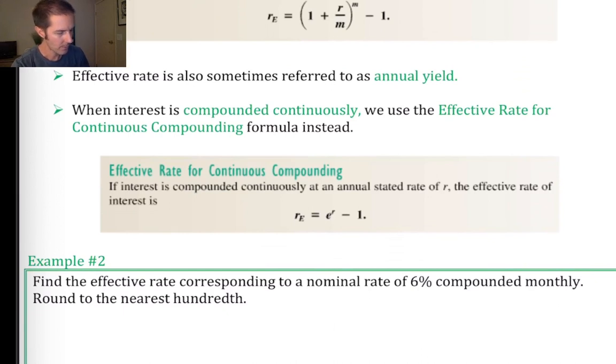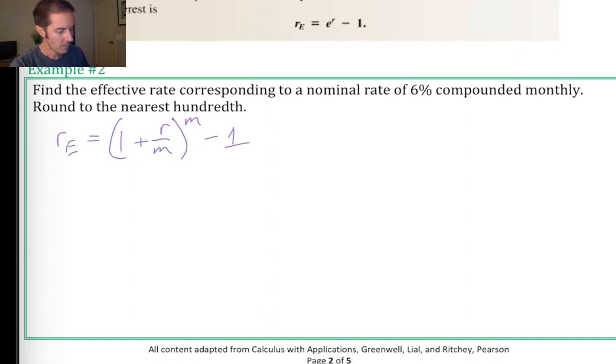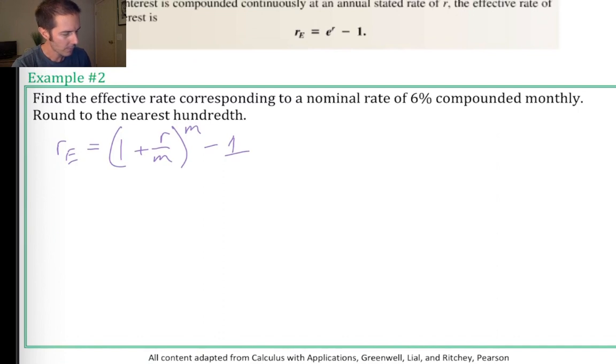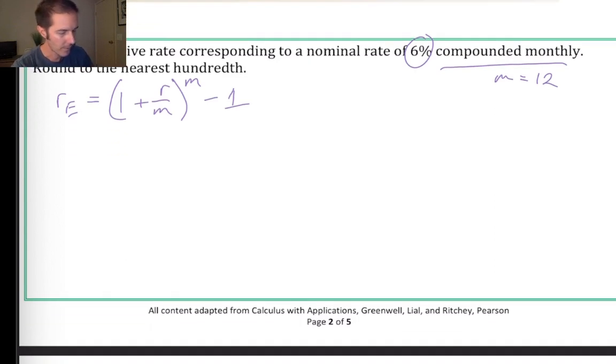I'm going to copy it down into our problem so that I can scroll it off the screen. So R sub E equals 1 plus our rate divided by the number of compoundings, raised to the power of the number of compoundings, minus 1. And then we need to make sure we can find our values in the body of the question. So we've got a nominal rate of 6%. That's going to be our R value as a decimal. We're compounding monthly, which tells me that my M value is 12 compoundings per year. And those are the only two unknowns. So let's get them in there and get ourselves a final answer.